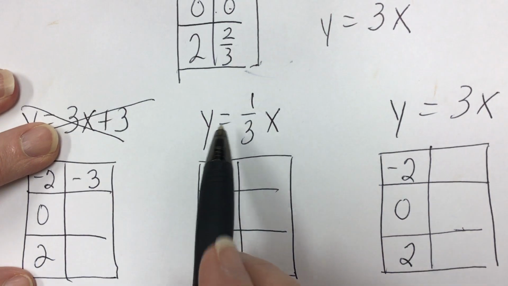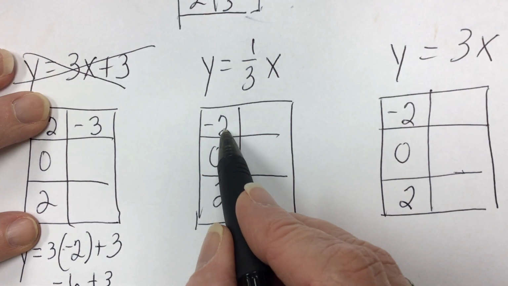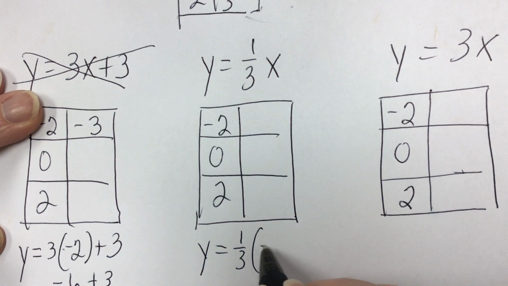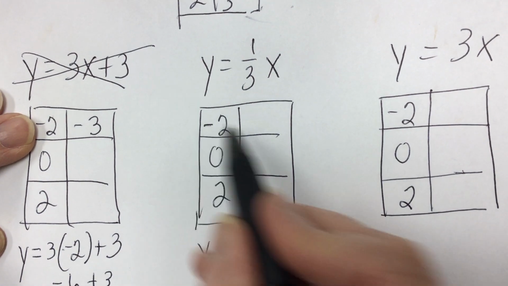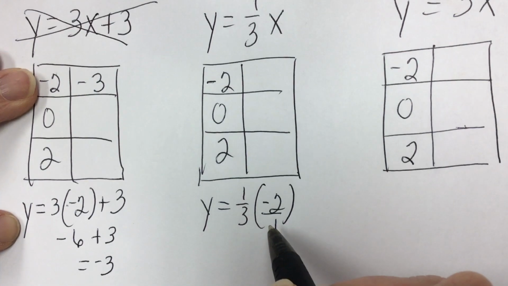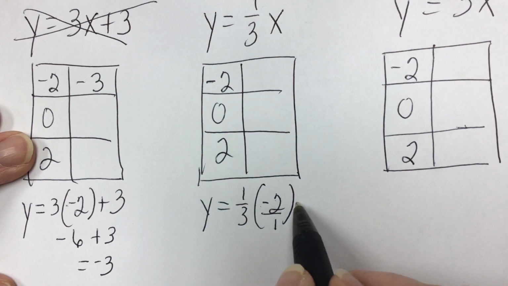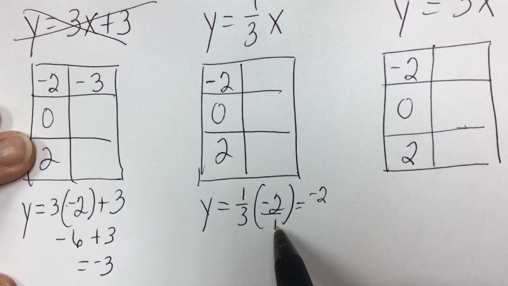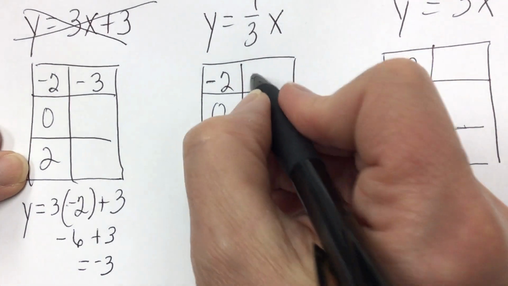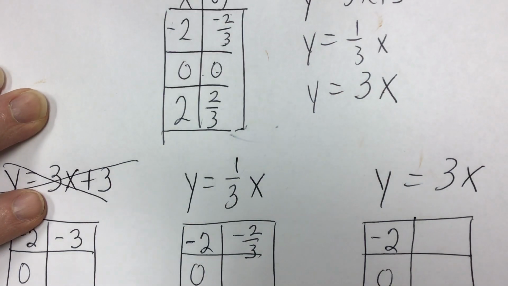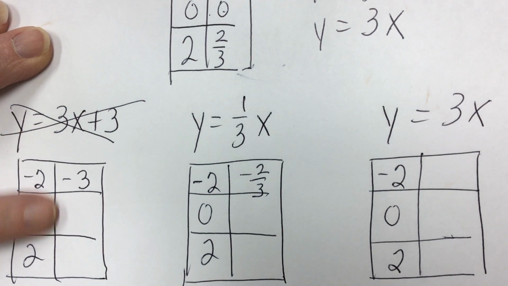All right, let's see if it's this one. Let's plug in negative 2 for x. Y equals 1/3 times negative 2. Well, negative 2 is over 1. To multiply fractions, multiply straight across. 1 times negative 2 would be negative 2. 3 times 1 would be 3. So yes, it does match. This point matches. But we must check them all in order to know if it's the correct equation.